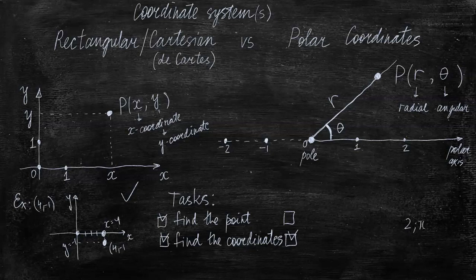So let's go ahead and find where the point (2, pi) would be. To find the point (2, pi) using polar coordinates, we have to follow the instructions. First we're going to start facing the polar axis, then we're going to turn pi radians in the counterclockwise direction, so that will take us here. Now we're facing the opposite of the polar axis, and we move 2 units. So this point right here is the one that has coordinates (2, pi).